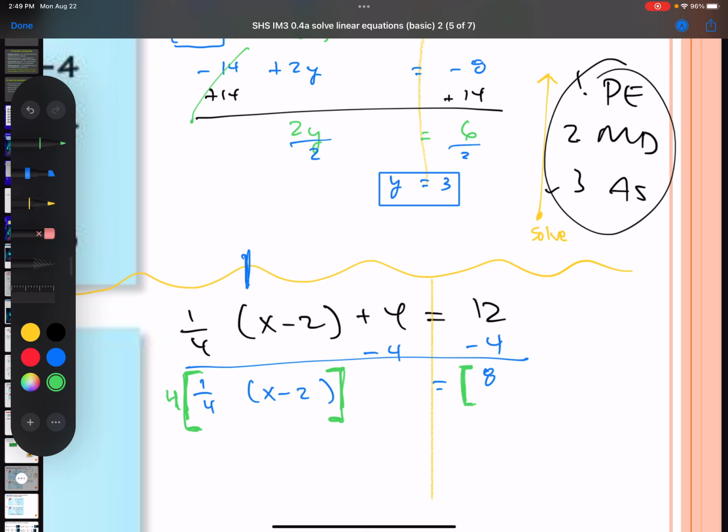Guys, today's lesson is to clear fractions. Let's write that. Clear fractions.